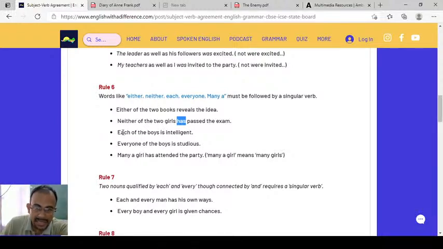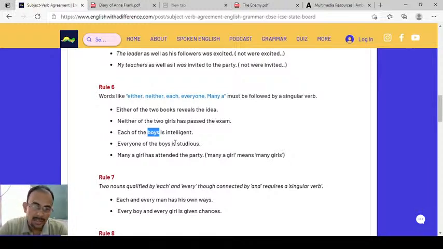Next you see, each of the boys is intelligent. So here the word proximal to the verb is boys, which is plural. Many people have the tendency to write a plural verb because boys is close to the verb and boys is plural. So people will write each of the boys are intelligent, but in reality it's wrong. The verb is will agree with each, not with boys. So please do remember this particular rule.